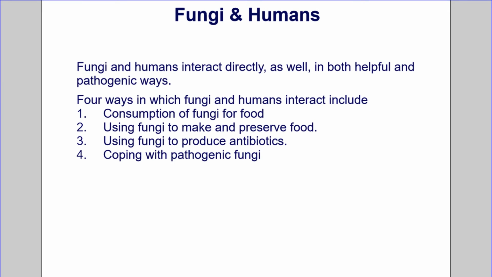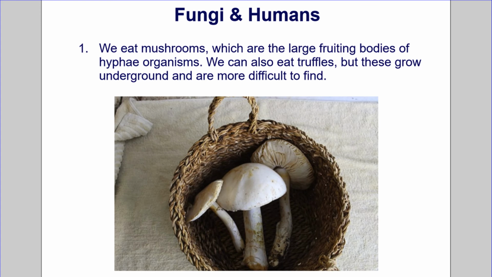Fungi and humans. Fungi and humans interact directly, as well, in both helpful and pathogenic ways. 4 ways in which fungi and humans interact include: 1. The consumption of fungi for food. 2. Using fungi to make and preserve food. 3. Using fungi to produce antibiotics. And 4. Coping with pathogenic fungi.